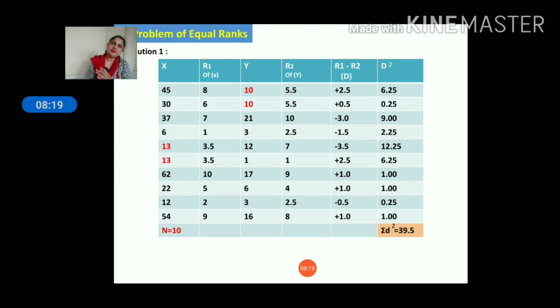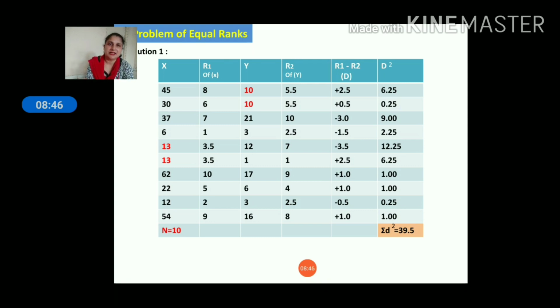Now after this, simple as we have done earlier, we have to find out the difference. How will we find out the difference? That is R1 minus R2. 8 minus 5.5: 8 is larger, 5.5 is smaller, we will get plus 2.5. 6 minus 5.5 is plus 0.5. Then 7 minus 10 is minus 3. All these you have to keep in mind.